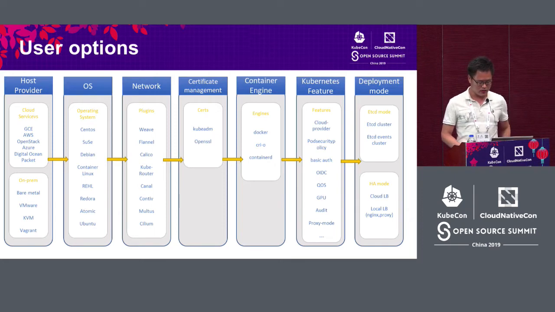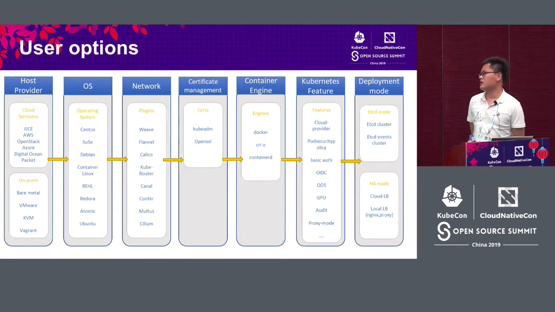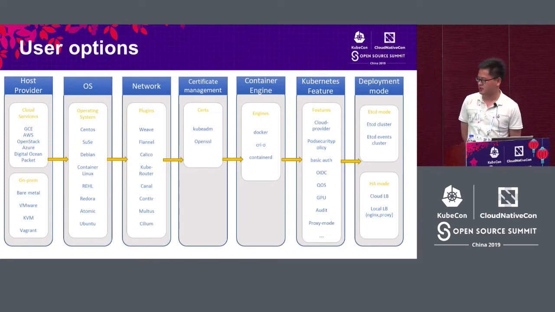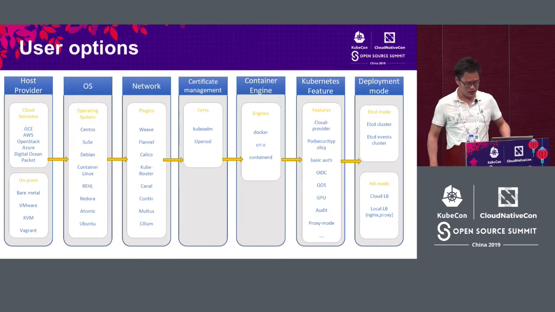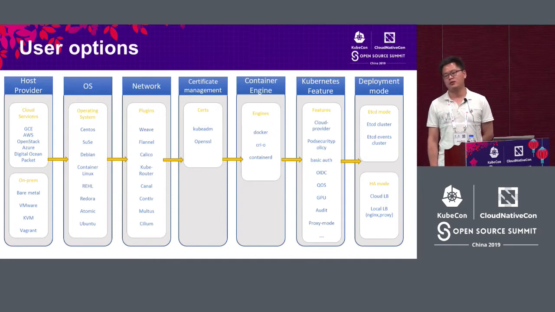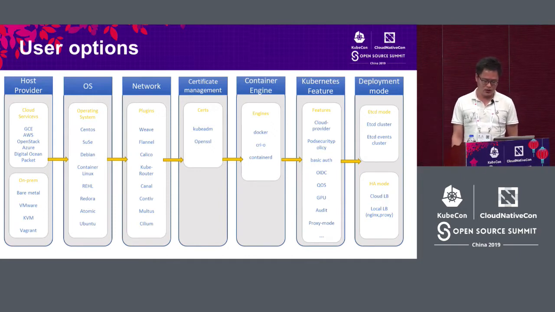Container engine, we support Docker and CRI-O, which is only supported under Red Hat. And Kubernetes features, which include cloud provider, pod security policy, basic auth, OIDC, QoS, GPU, audit log, and proxy mode. Of course, there are other important features which are not listed here.